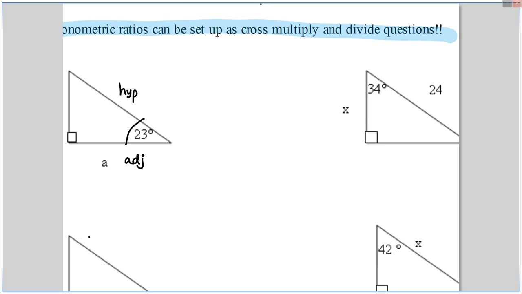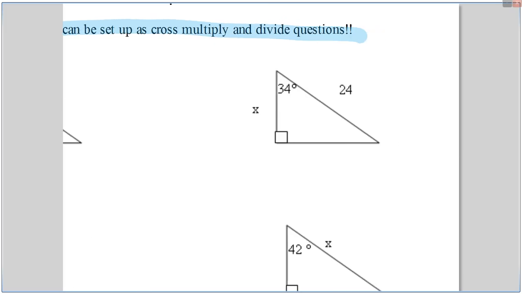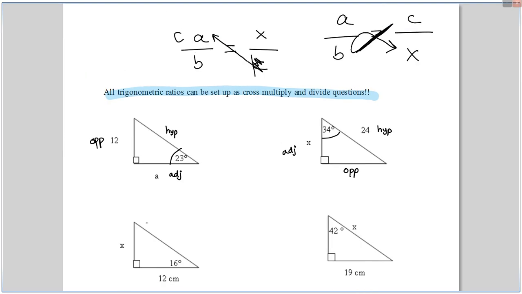Oh no, this one looks weird. Theta's in a different spot. So this one's going to be a little bit different. Doesn't change the rules. So what is 24? Hyp. Mark the angle that you're going to work with. 34. Go straight across 34. That makes this bottom side the opp. And this one is the adj. It's forced.